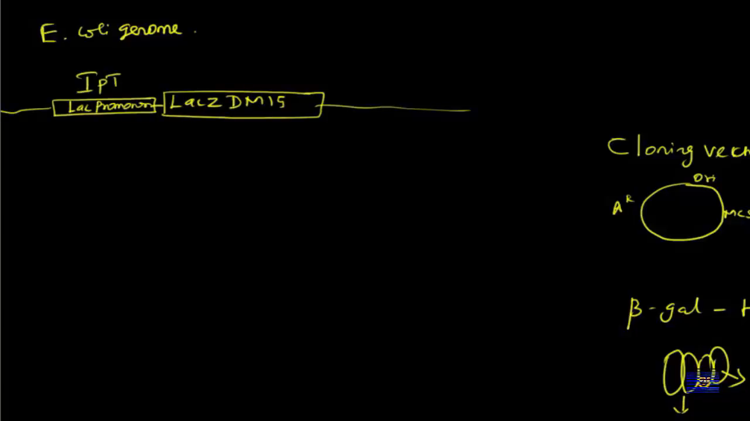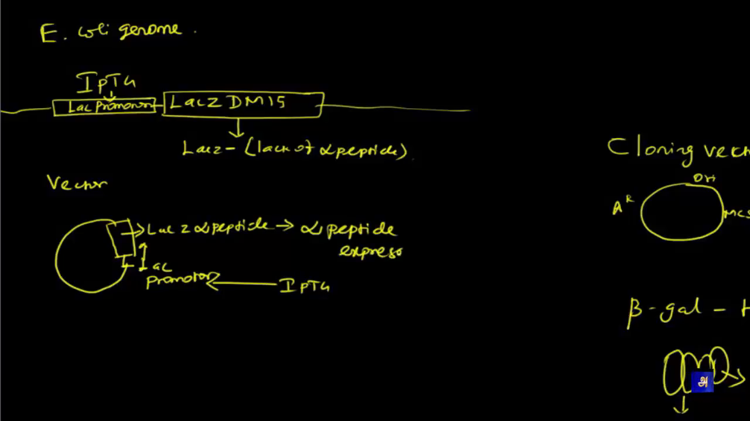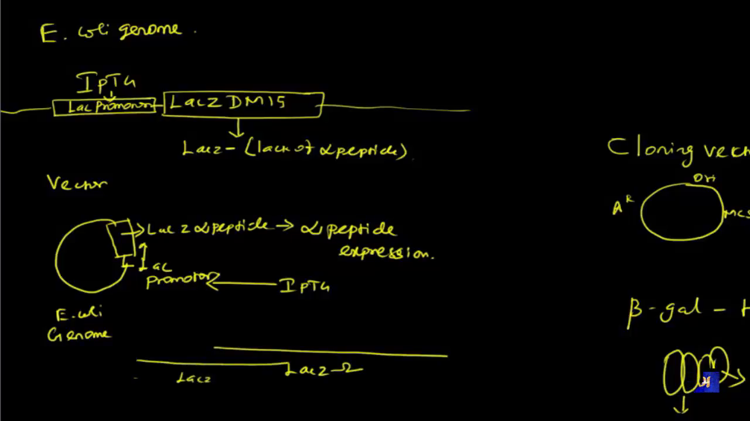Look at the E. coli genome where we are treating with IPTG. When we treat IPTG on the lac promoter of the E. coli genome, it will synthesize LAC-Z minus, meaning lacking the alpha peptide. Now the same IPTG of course will act on the vector DNA also, right? The circular DNA of the bacteria. When it acts on it, it will produce alpha peptide expression. Now both proteins, LAC-Z minus, which consists of only the omega peptide, and the alpha peptide are present.